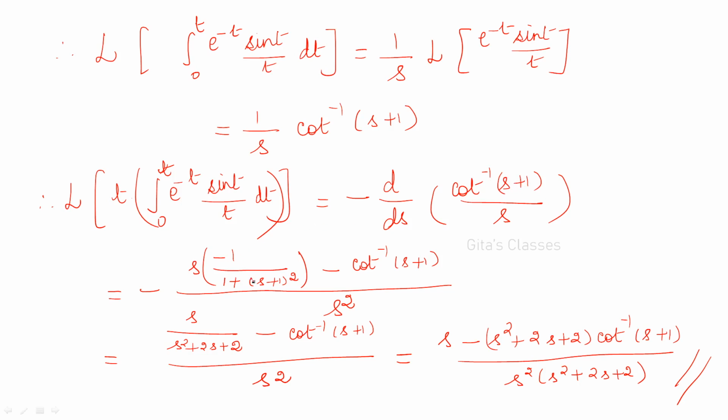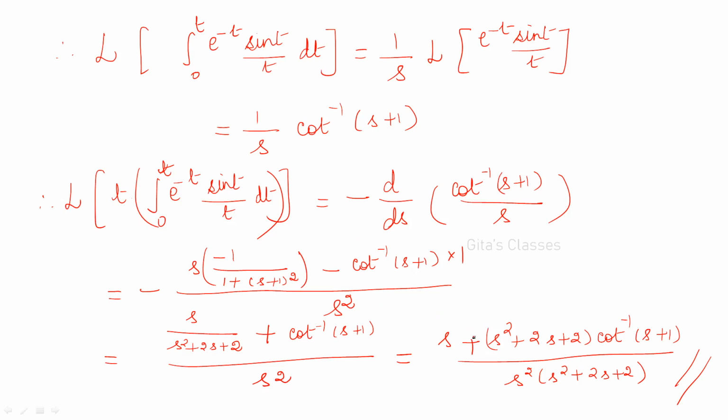So minus 1 by 1 plus s plus 1 the whole square, minus of s is 1 into cot inverse of s plus 1 into differentiation of s is 1. And simplifying this, minus and minus will become plus. So again this will also be plus. So this will also be minus of, so this will become plus.